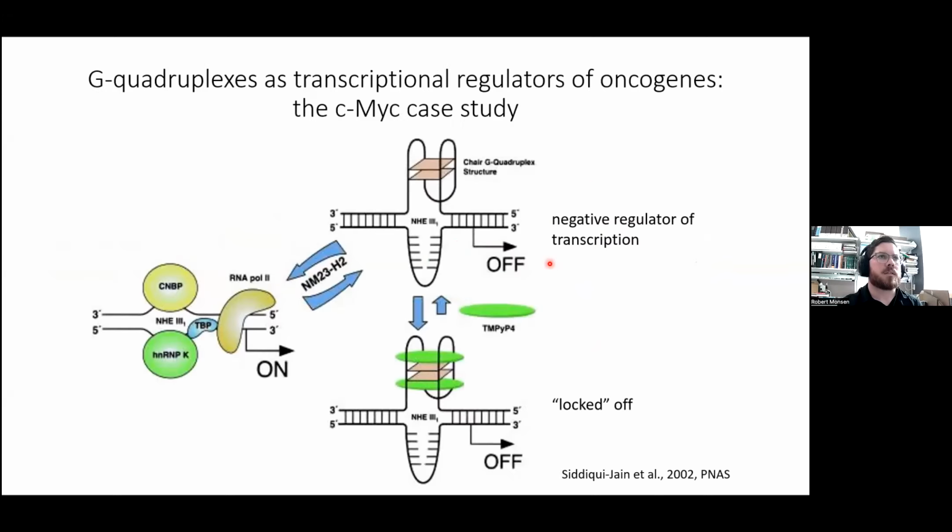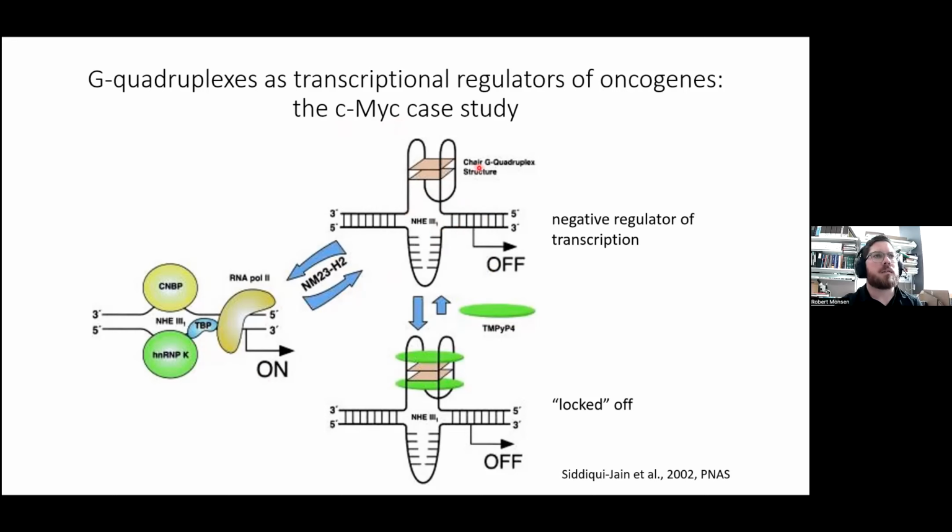And we're really interested in promoters specifically because we can actually, in some cases, downregulate difficult to target proteins, such as in the case of c-Myc. So this is a 2002 paper by Siddiqui-Jain et al. in PNAS, and it's kind of a seminal paper in the field. The figure here is just showing a model from a study in the c-Myc promoter. c-Myc is a notorious oncogene that's upregulated in 70 to 90% of all cancers.